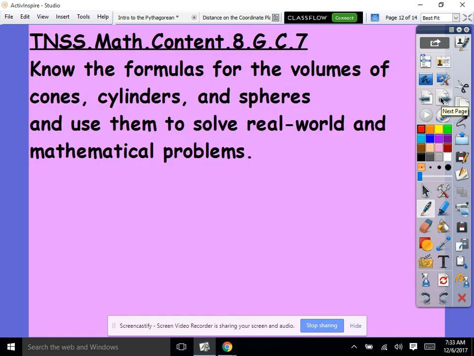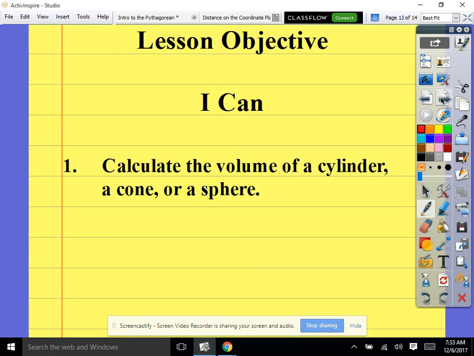Our Tennessee State Standard is to know the formulas for the volumes of cones, cylinders, and spheres and use them to solve real-world and mathematical problems. Your lesson objective was to be able to calculate the volume of a cylinder, a cone, or a sphere. And that is the end of our lesson.